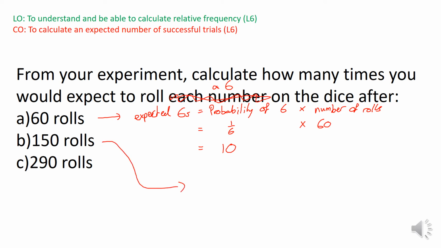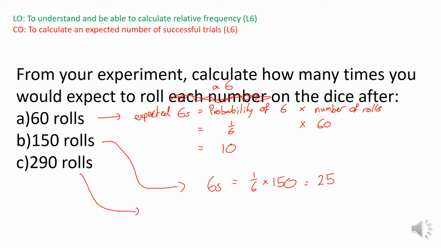For 150, same formula, the probability of getting a 6 times the number of rolls. So I'll put expected 6s equals a sixth times 150. That would give me 25. So I'd expect to get 25. Obviously, because it's a random thing, it would be a bit above or a bit below. But I'd expect to get around 25. If it was massively different from that, you could say it was probably a biased die. So if you rolled just 1, you might say that's biased. If you rolled 60, you might think it was a biased dice as well.